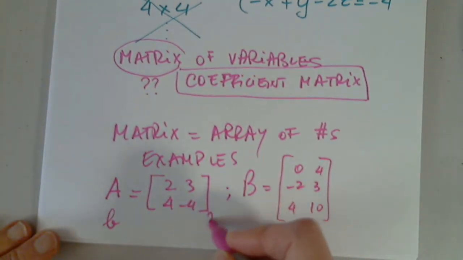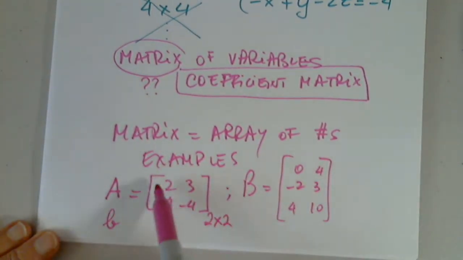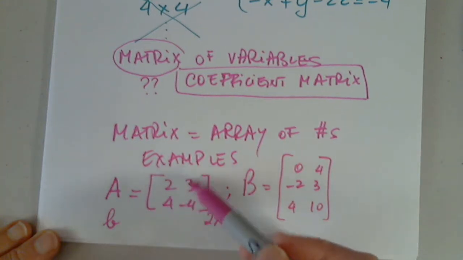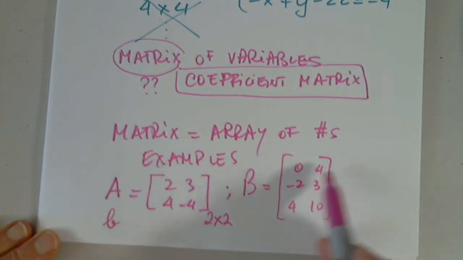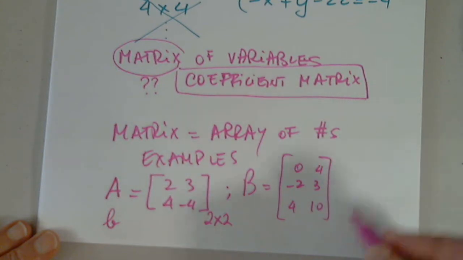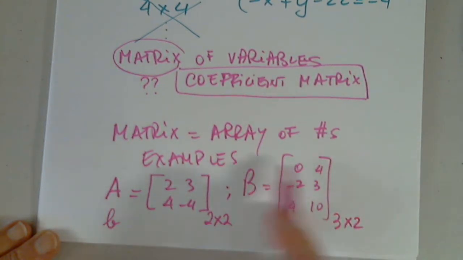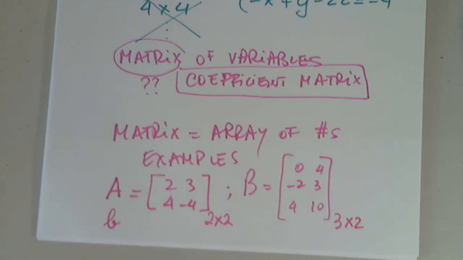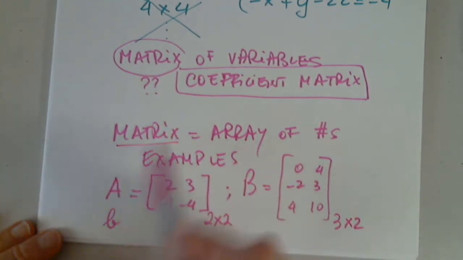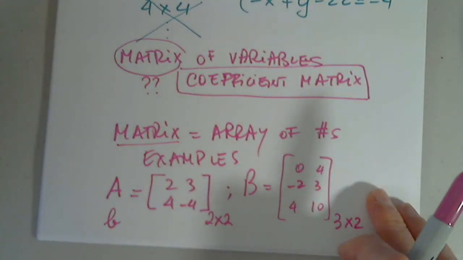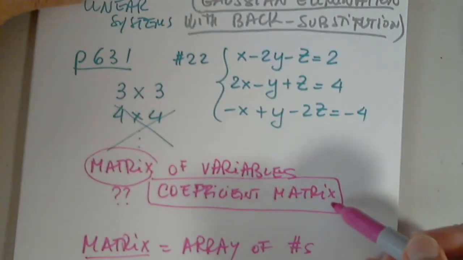This one is a 2 by 2. What do you mean? 2 rows, 2 columns. This one is a 3 by 2. 3 rows, 2 columns. So these are examples of matrices.